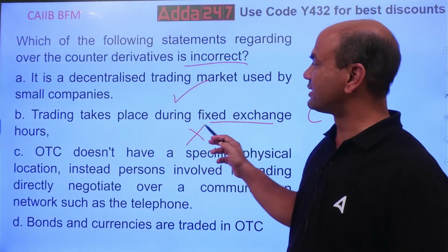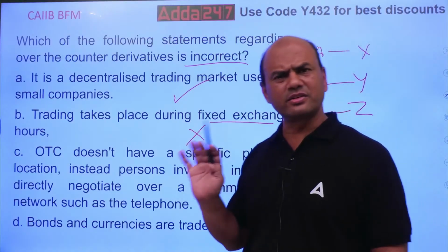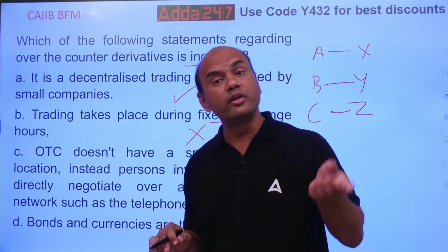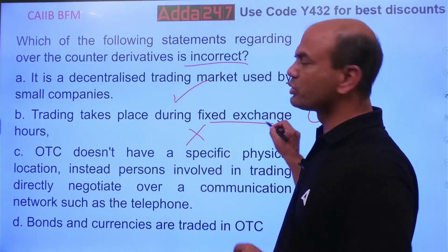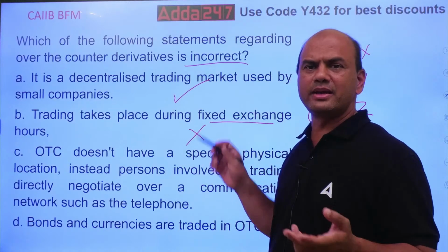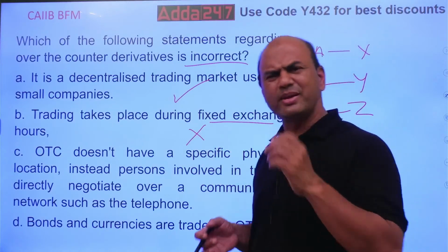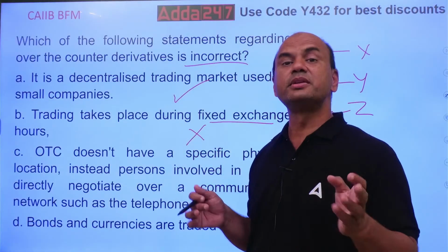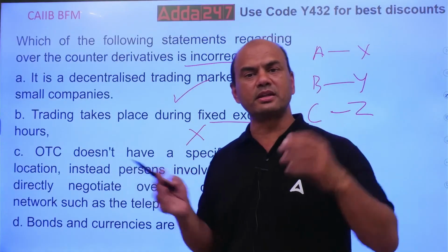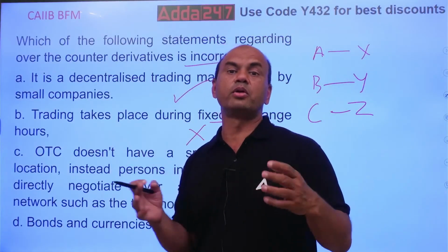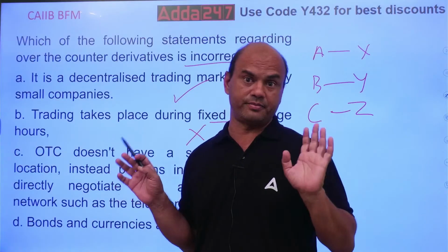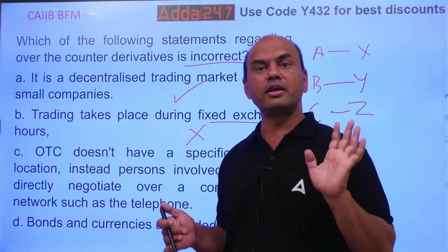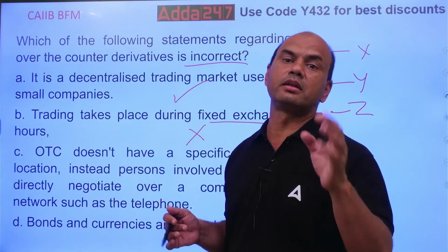Trading takes place during the fixed exchange hours. That is wrong. In forward, it is between two parties only, me and that other party. We may decide on the meeting or on the timing. Suppose I am going to meet a big client like Reliance or Infosys, and I say I will come between 12:30 and 3:30, my bank timing is 10:30 to 3:30. I'll meet you between that only.